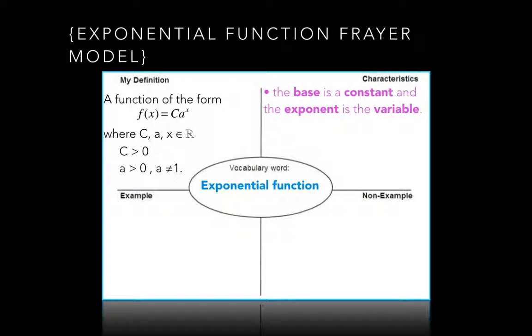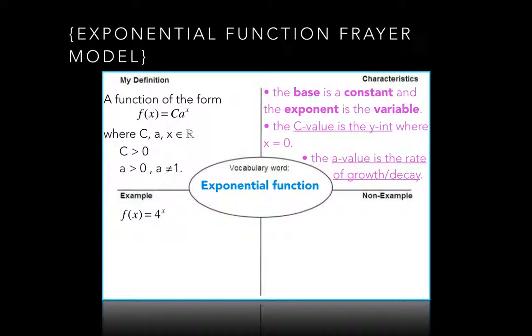So some characteristics. The base in this function is a constant value, and the exponent is where the variable is located. That C value is actually going to be our y-intercept, where x is equal to 0. And the a value is going to determine the rate of growth or decay of our function. So let me give you some real examples here.